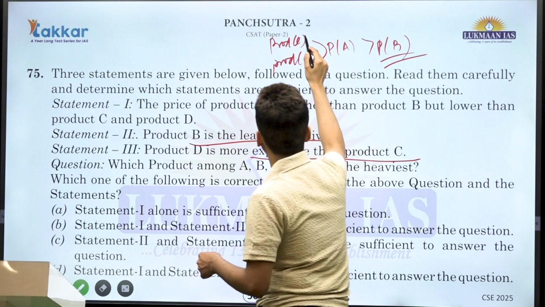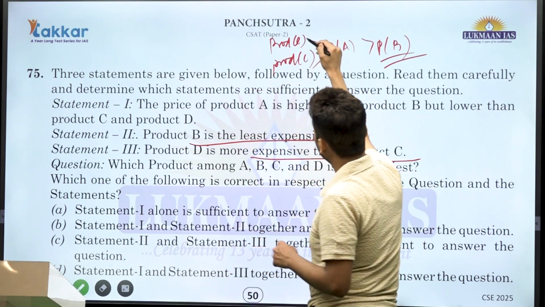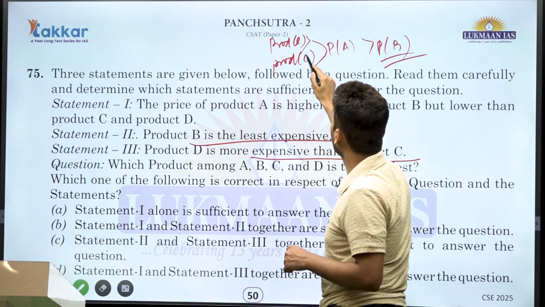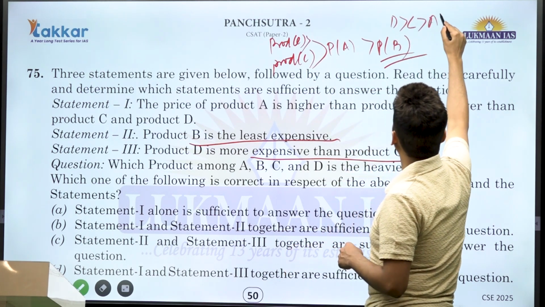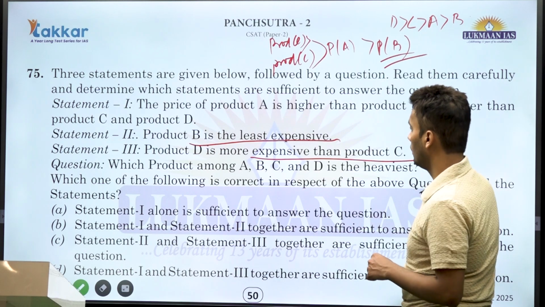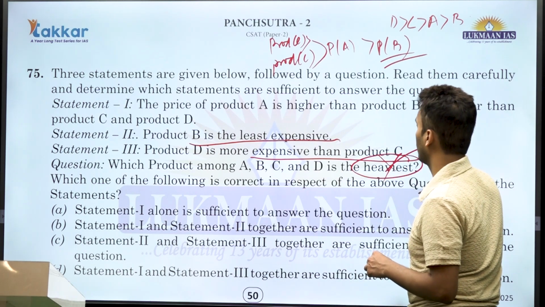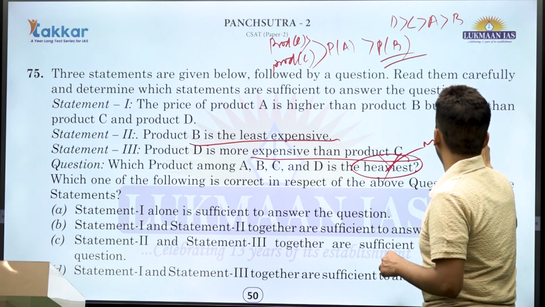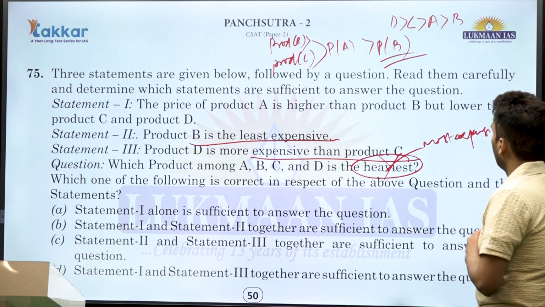Now we got the relation between C and D. That is, product D is more expensive than product C. So, D is more expensive than C, A and B. This is the order. Which product? A, B, C, D? This is wrong. It should be most expensive. It's a typing mistake. Most expensive.